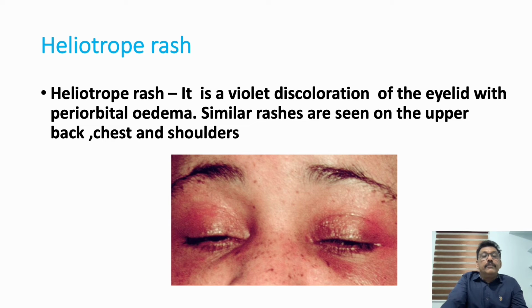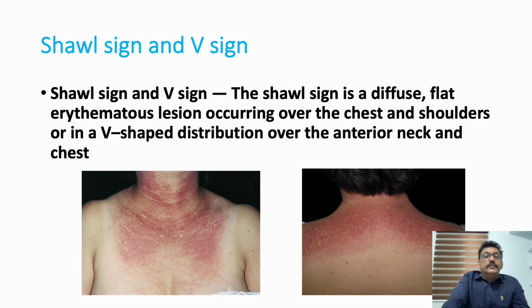Another important type of rash is heliotrope rash. Heliotrope rash is seen over the eyes. It is a violaceous discoloration of the eyelid with periorbital edema. Similar rashes are seen in other parts of the body also. Another sign is the V sign or shawl sign. You can see V-shaped rashes on the neck and upper part of the trunk.